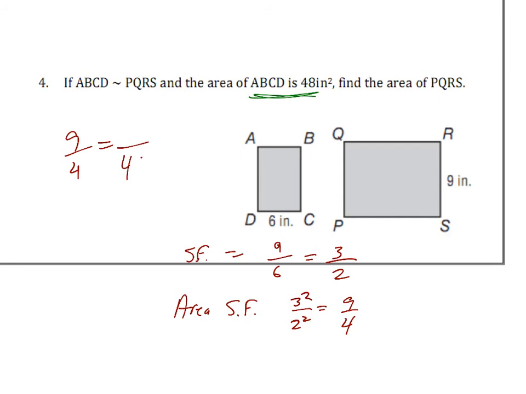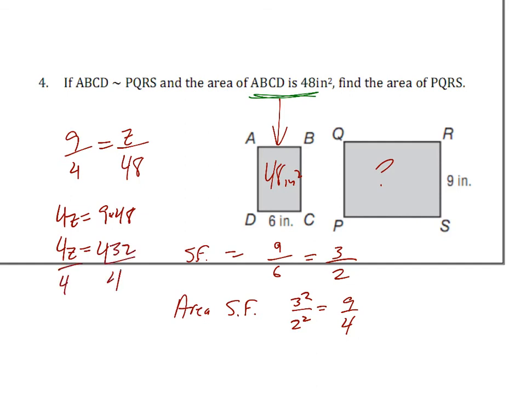And they tell me that the little one is 48. They tell me this one, it's 48 inches squared. I got to figure out the big one. So let that be whatever letter you want and do some cross multiplication here. So 4z equals 432 divided by 4. So that's going to be 108 inches squared.